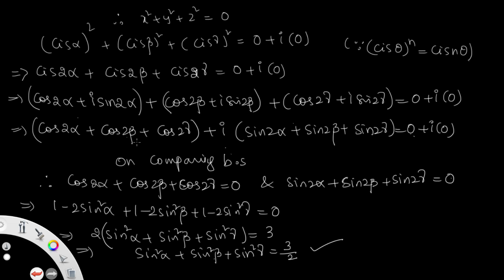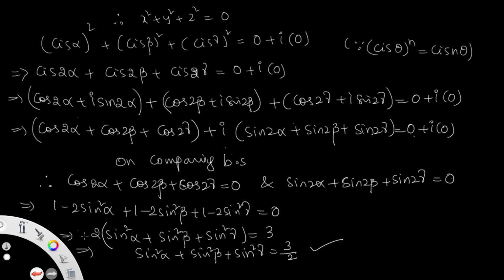Real parts common on one side, imaginary parts common on one side: 0 plus i into 0. Comparing both sides, real parts to real parts, imaginary parts to imaginary parts. The real part is cos 2 alpha plus cos 2 beta plus cos 2 gamma equal to 0, and sin 2 alpha plus sin 2 beta plus sin 2 gamma equal to 0.